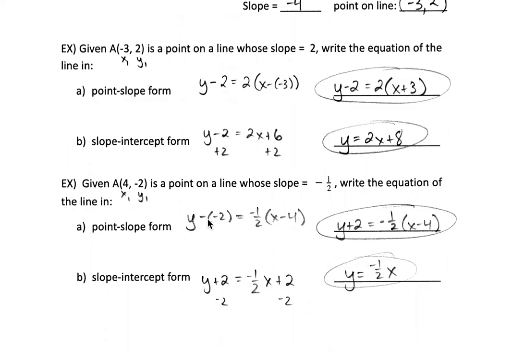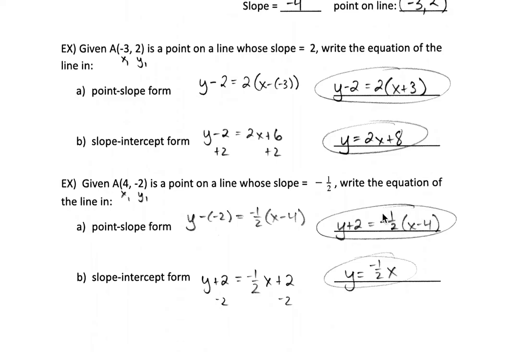Simplifying any double negatives gives us our final result. y plus 2 equals negative 1/2 times the quantity x minus 4. So there's the equation of our line given that point and that slope. Let's rewrite it in slope-intercept form and figure out what the y-intercept is.